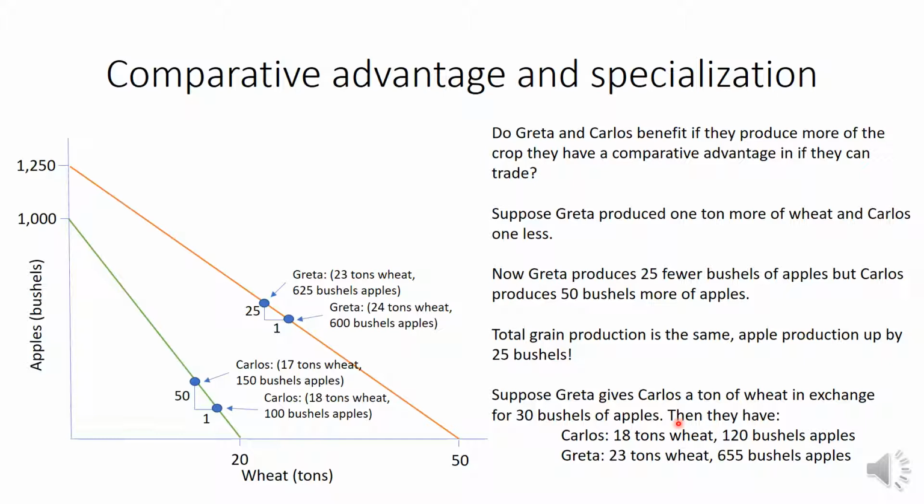Well, Carlos knows that if he produces a ton less of wheat, he gets 50 more bushels of apples. So if Greta makes this offer to him, he knows that he'll still have the same amount of wheat afterwards. If he produces a ton less and gets a ton from Greta, he'll be the same as before on wheat. But he'll have 20 more bushels of apples. He'll have produced 50 more and have given 30 to Greta in exchange for the wheat, and so he'll have a net increase of 20.